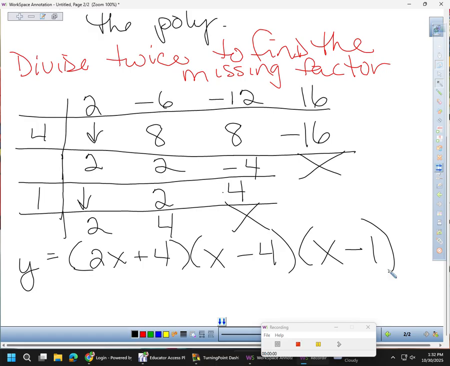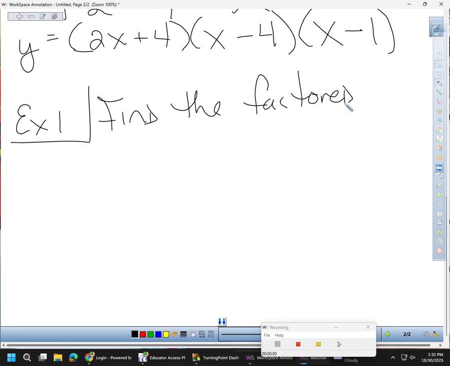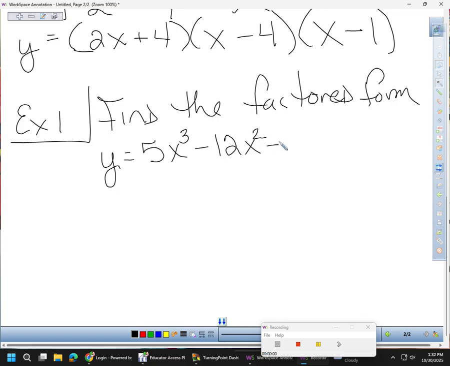Okay? So, here we go with example number 1. Find the factored form. And let me tell you that we're going to do y equals 5x to the third minus 12x squared minus 23x plus 42. And I'm going to start off by graphing this.